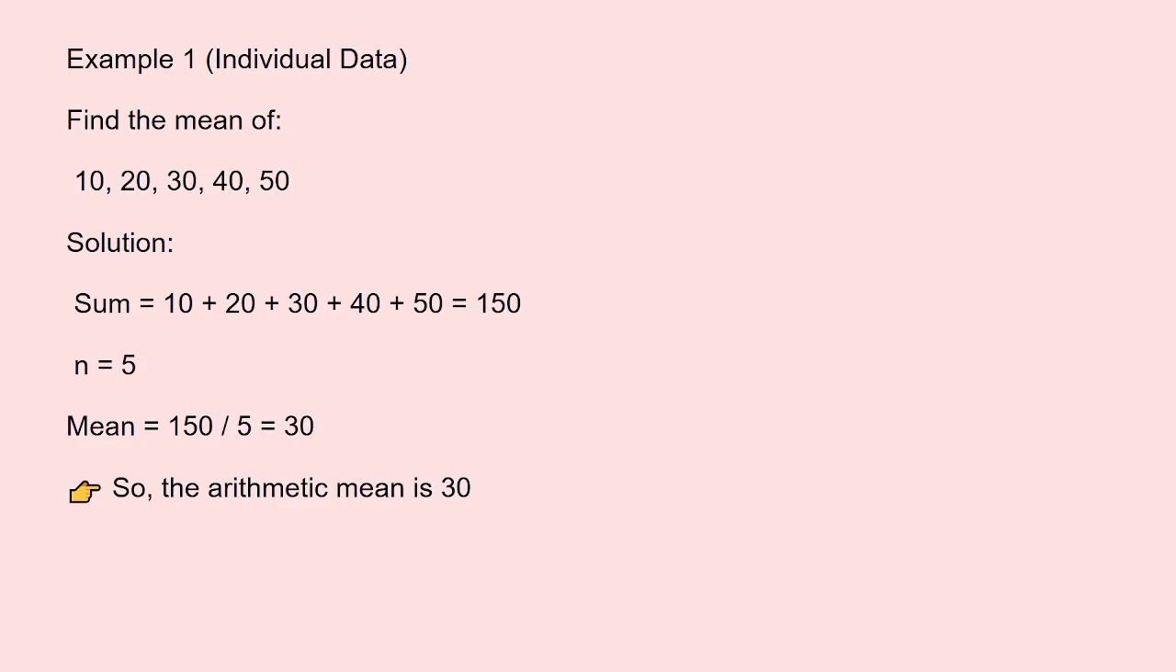For example, let's find the mean of 10, 20, 30, 40, 50. Solution is add all the numbers. That is 10 plus 20 plus so on will get 150. So number of observations is 5. Then the mean is 150 divided by 5, which is equal to 30. So the arithmetic mean is 30.